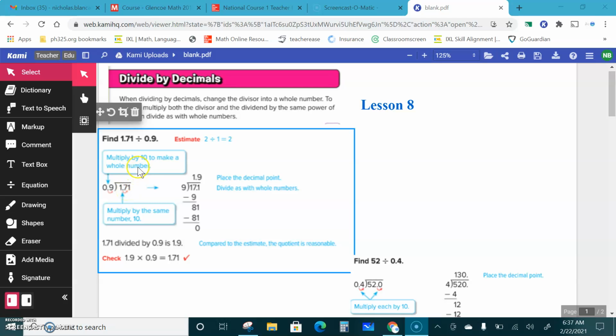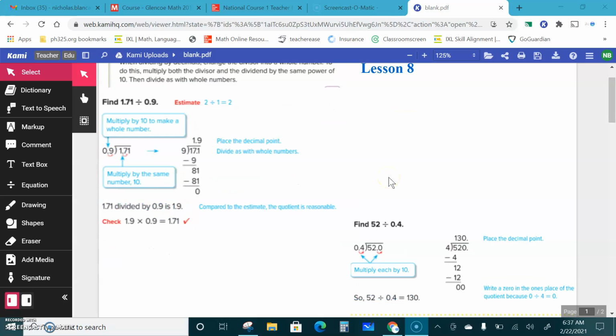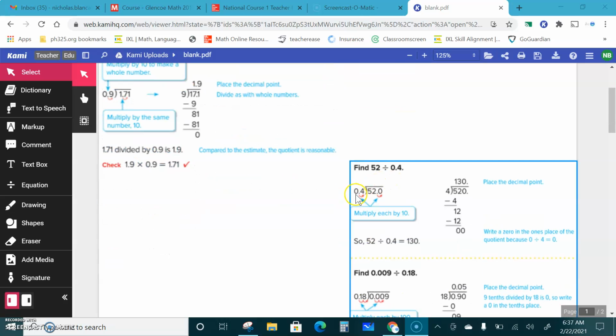The reason they're telling you to multiply by a power of 10 is because it took one place to move the decimal over. Down here they're doing the same thing. We had to turn 0.4 into a 4, so we moved that decimal one place to the right. When it's at the end, like 52, we move it over one spot. So 52.0 becomes 520, and then you just divide like regular whole numbers.